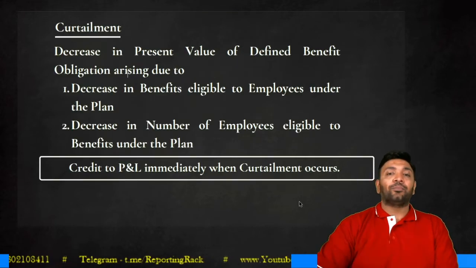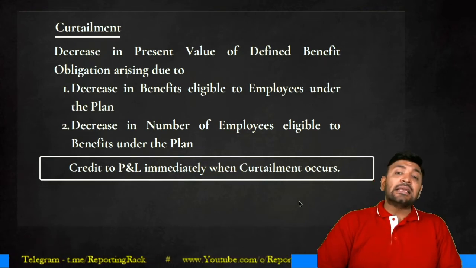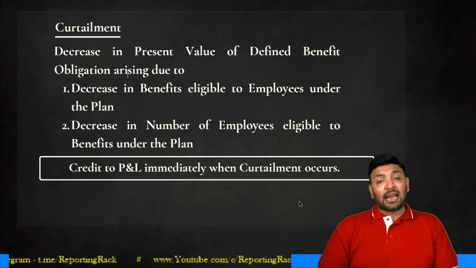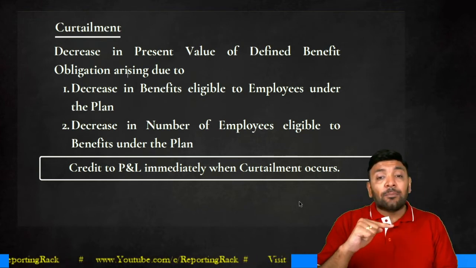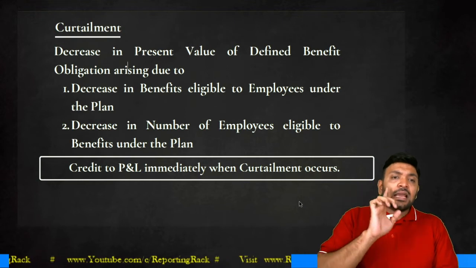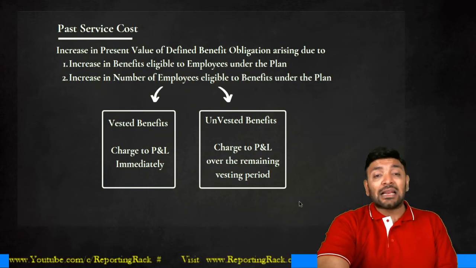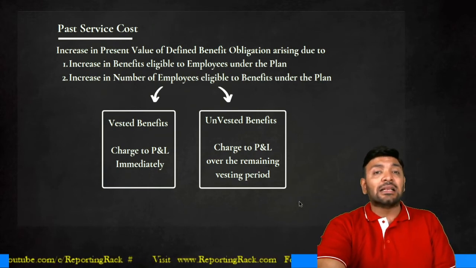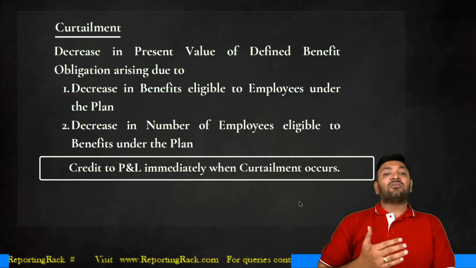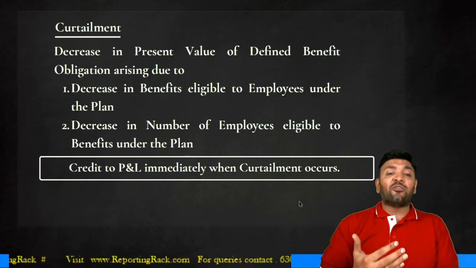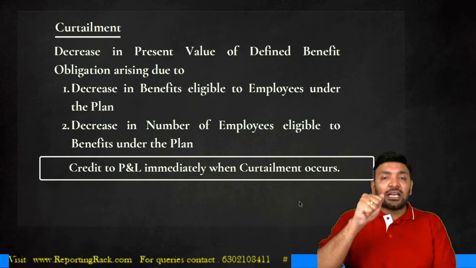What is curtailment? Exact reverse is curtailment. Because in curtailment, it is a decrease in the present value of defined benefit obligation arising due to decrease in number of employees eligible to the plan or decrease in the benefits eligible to each employee under the plan. Exact opposite of what we have dealt under past service cost. So here we are talking about increase in present value due to increase in benefits or increase in employees. Here I am talking about decrease. I am talking about decrease in present value of obligation due to decrease in benefits or decrease in number of employees.